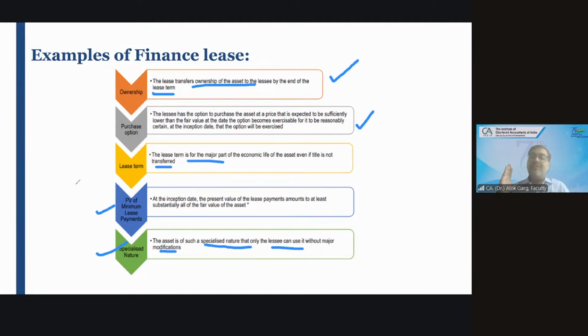So what are the examples or indicators of the finance lease? Number one, there should be an option of transferring the ownership at the end of the lease term, means a purchase option has to be there. Number two, the purchase price, the exercise price has to be nominal in comparison to the market value. Number three, the lease term covers the major part of the economic life of the asset. Number four, the present value of the lease payment is substantially equal to the fair value of the asset. And number five, the asset is of a specialized nature. Okay. So these are the 5 indicators of the finance lease.